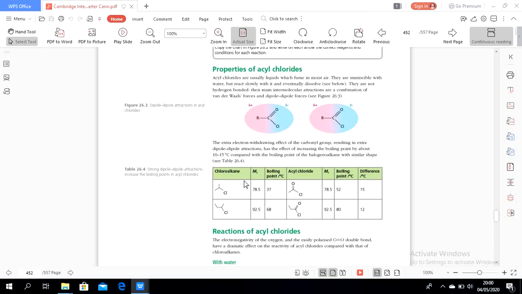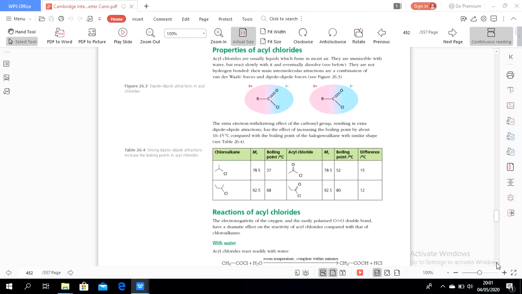Let's see here. This is a halogenoalkane. This one is also a halogenoalkane. This is acyl chloride. Both of them have the same molar mass but different boiling points. Acyl chloride has a higher boiling point than halogenoalkanes. It means that acyl chloride has more polarity than halogenoalkanes. Okay. Next, reactions of acyl chloride.